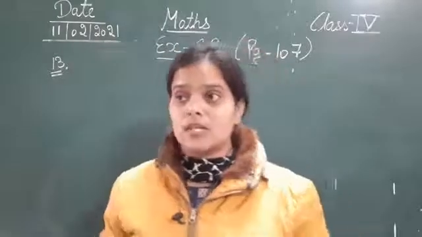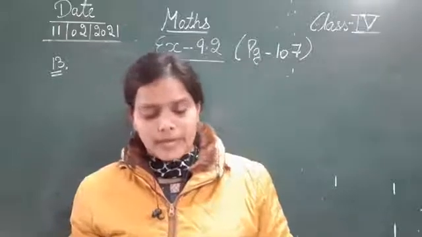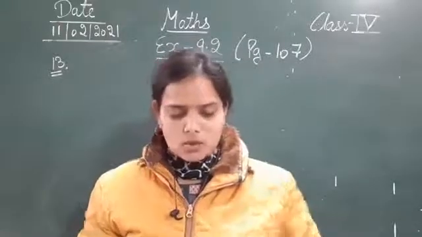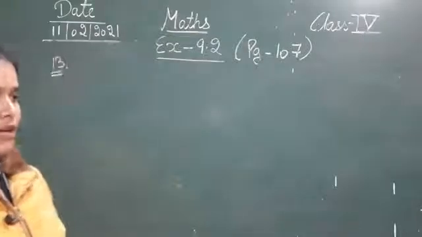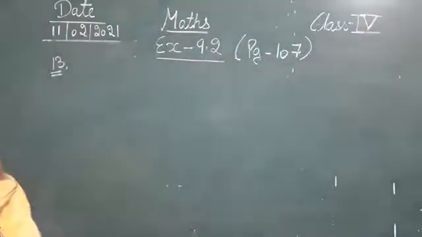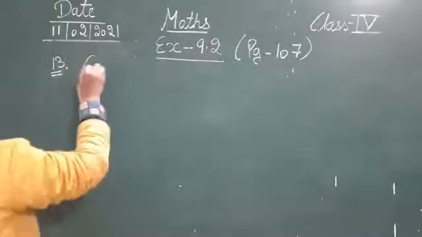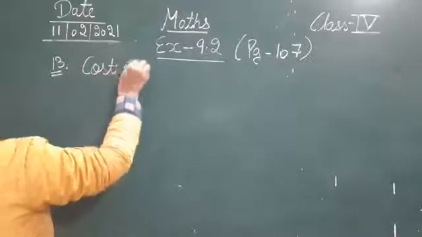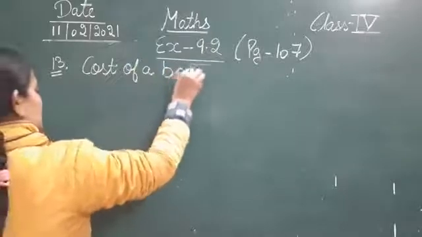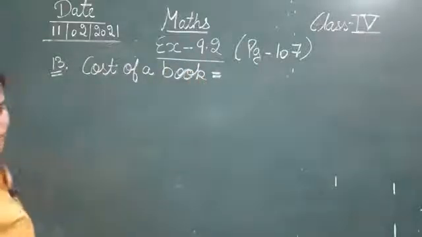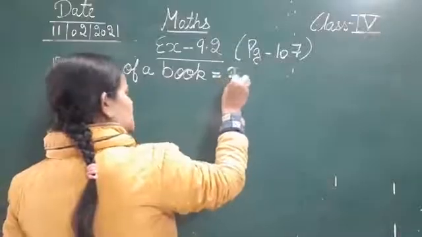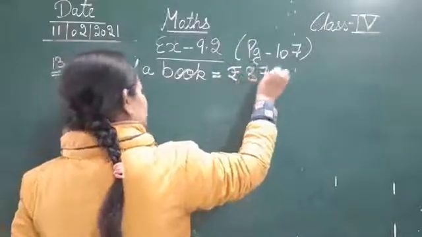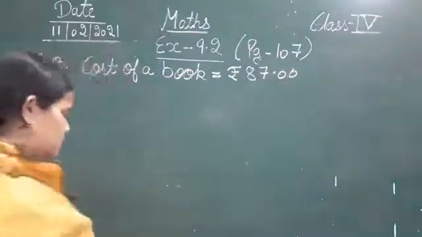First of all, we will calculate the amount of all the items bought by Rekha. So we will calculate the cost of the 3 items given here. The first item is a book. The cost of the book is rupees 87.